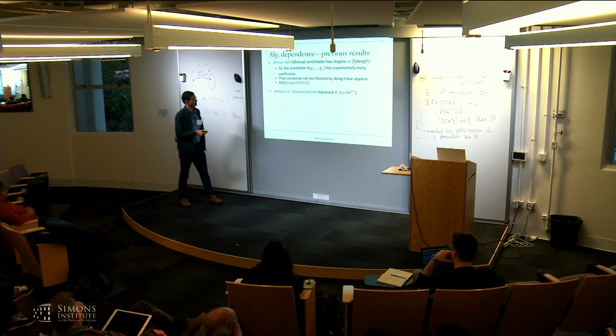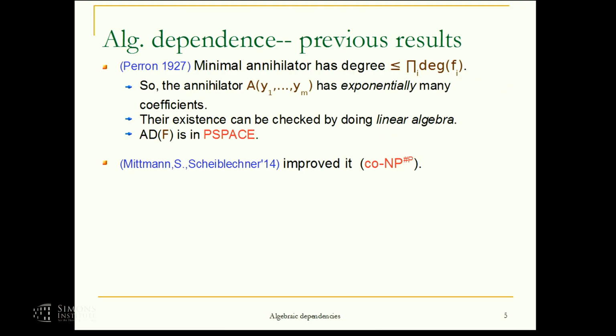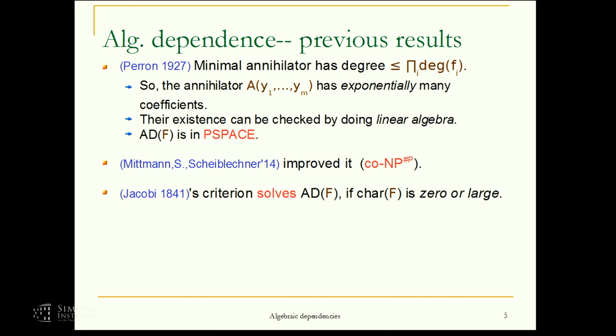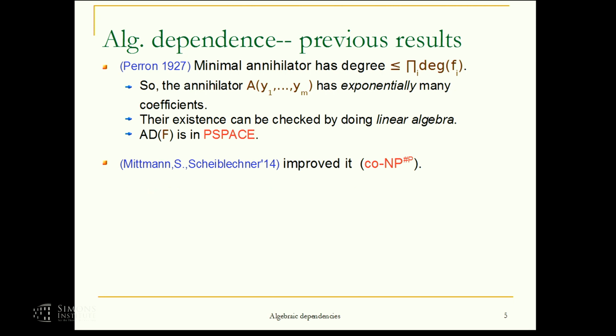So below PSPACE, there was a result. It is not very important what this is, but it is something below PSPACE, not yet in the polynomial hierarchy. So it's something between PSPACE and PH. The thing is that this result does not need any restriction on the field. This is true in general.